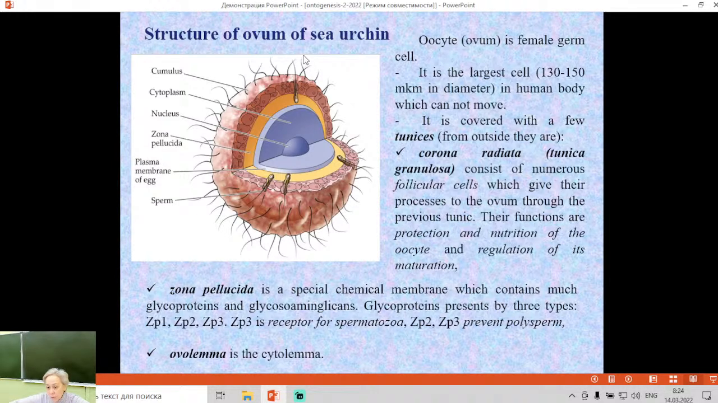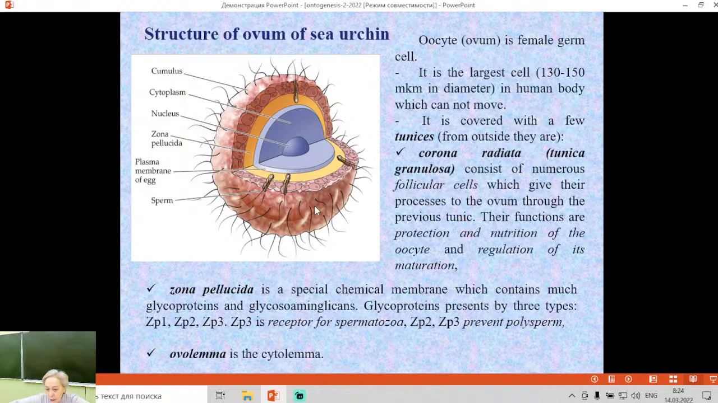Structure of ovum of sea urchin. Oocyte or ovum is the female germ cell. It is the largest cell, 130 to 150 micrometers in diameter in the human body, which cannot move. Each is covered with a few tunics from outside.